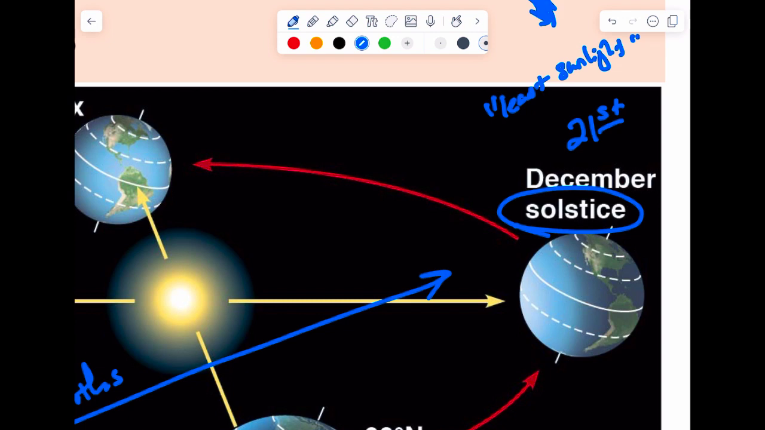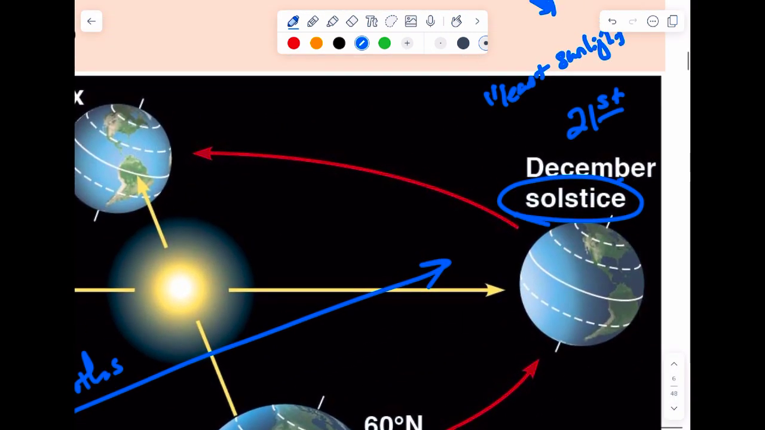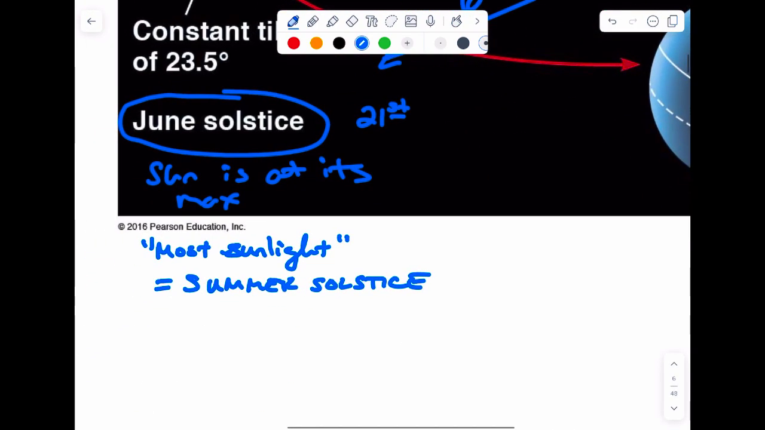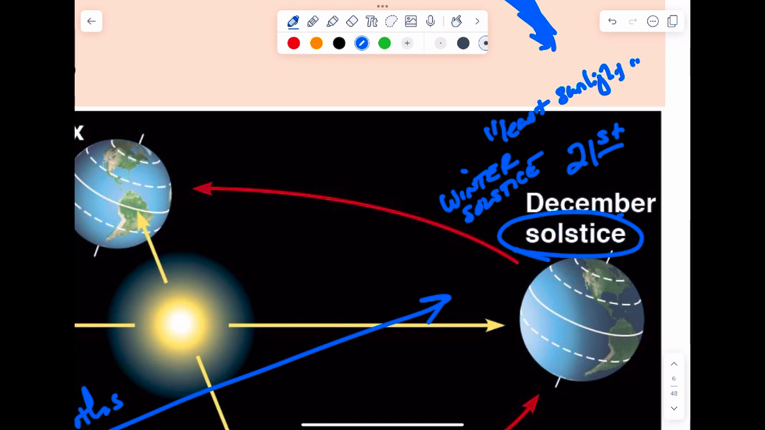We give this one also a name. We call this June solstice the summer solstice. This one here in December must also be the winter solstice. So indeed, we break for summer vacation before it's summer. We will break for winter vacation before it's winter.